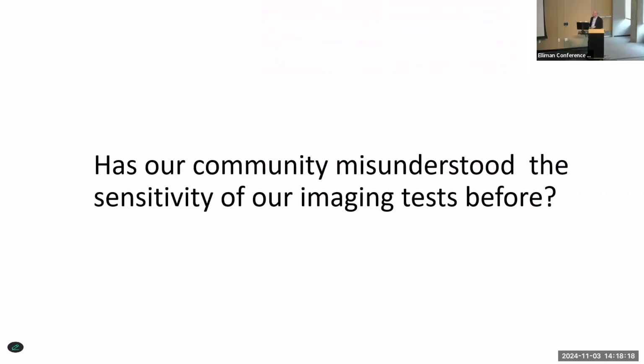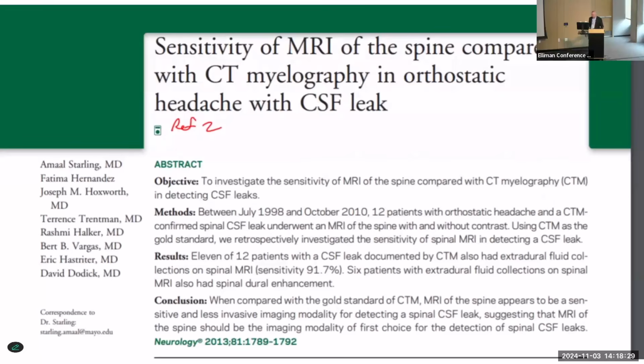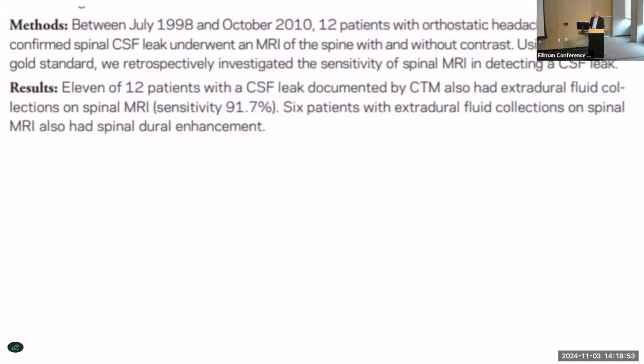So we talked about that. Has our community misunderstood the sensitivity of imaging testing before? I think it's pretty obvious that we have. This was a well-known paper out of the Mayo Clinic, 2013, where they looked at the sensitivity of MRI of the spine compared to CT myelography in patients with orthostatic headache with CSF leak. They had concluded that, using CT myelography as the gold standard, the sensitivity of spine MRI for detecting a CSF leak, not a SLEC, for detecting a CSF leak was 91.7%.